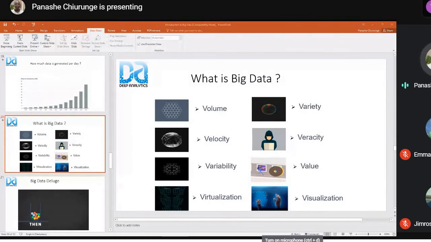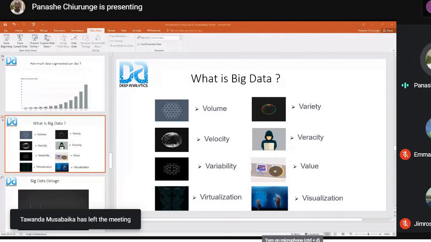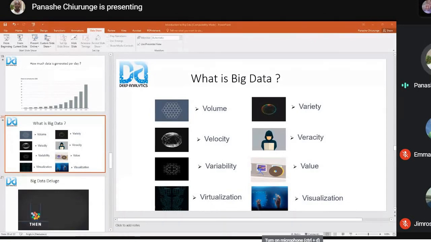And then we've got veracity. Veracity is about the authenticity of data. We are living in an era of fake news, right? So how authentic is the data? Is it fake news or is it not fake news? That's what veracity means.